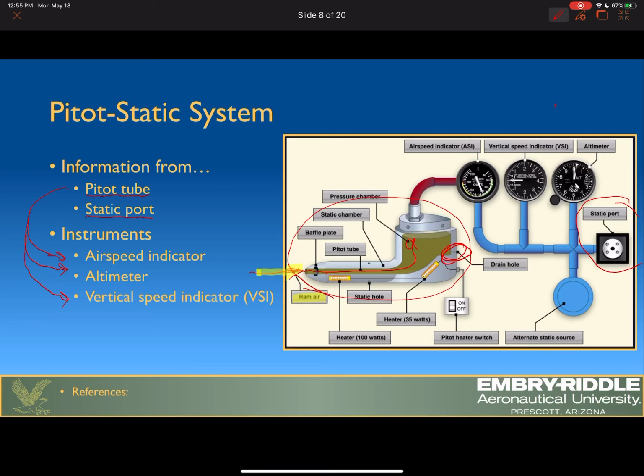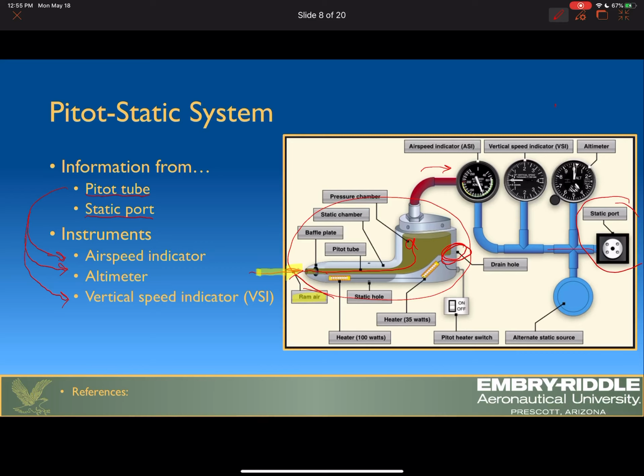So that's important to remember because anytime we have any errors, we need to remember that that's there, and it could result in some errors if it gets blocked. So the pitot tube is directly connected to the airspeed indicator, and that's all it's connected to. The static port is connected to all three instruments.